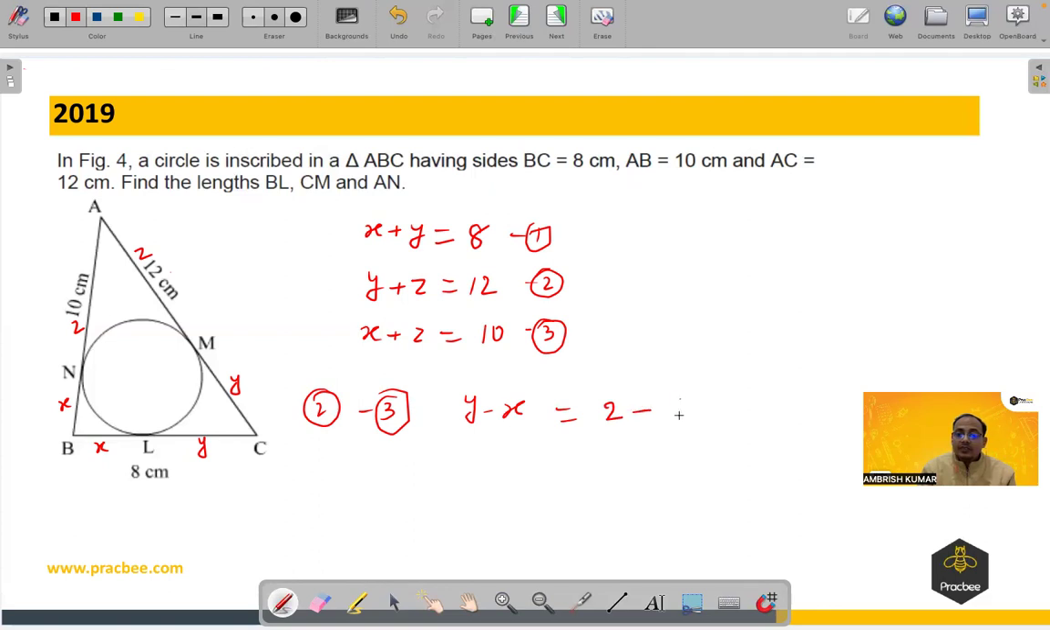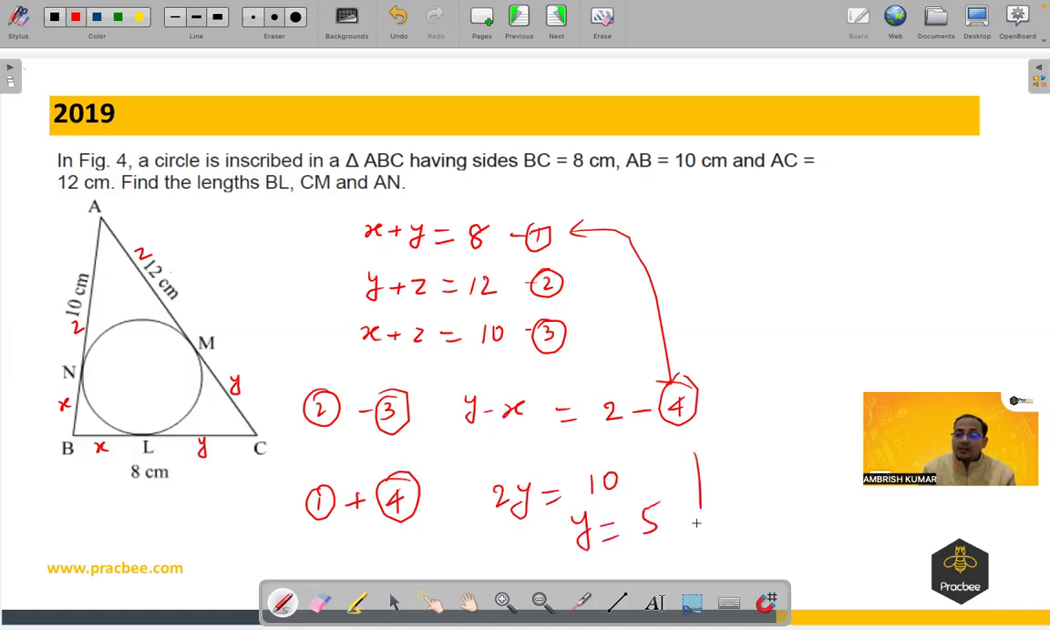Now see, this is your fourth and first. Just solve. This is your pair of linear equations, first and fourth. First plus fourth, you simply add, X got eliminated. 2Y is 8 plus 2, 10. Y you get as 5. If Y is 5, Y plus Z is 12, so Z is going to be 7. X plus Y is 8, so X is going to be 3, right?